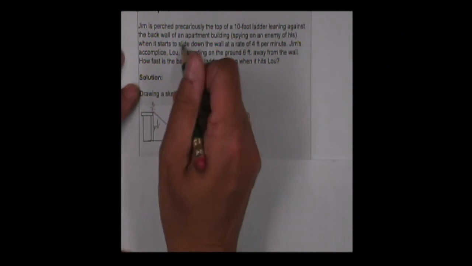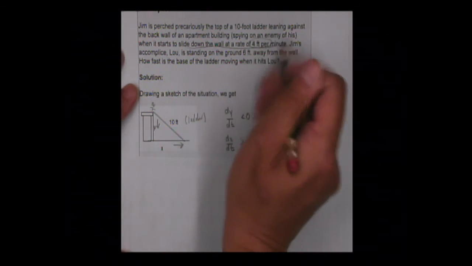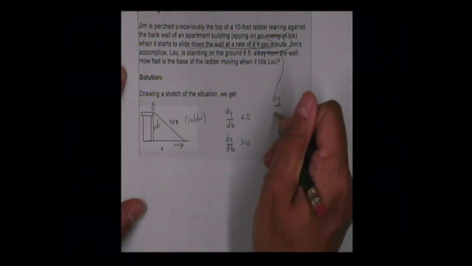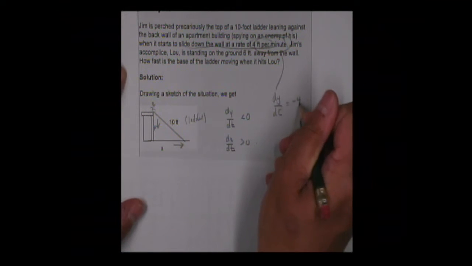So, notice the ladder is going to slide down the wall at 4 feet per minute. What is that 4 going to be connected to? Yeah, and so what this tells me is dy/dt is actually negative 4 feet per minute. We already said it's negative. And then Jim's accomplice Lou is standing on the ground 6 feet away from the wall.